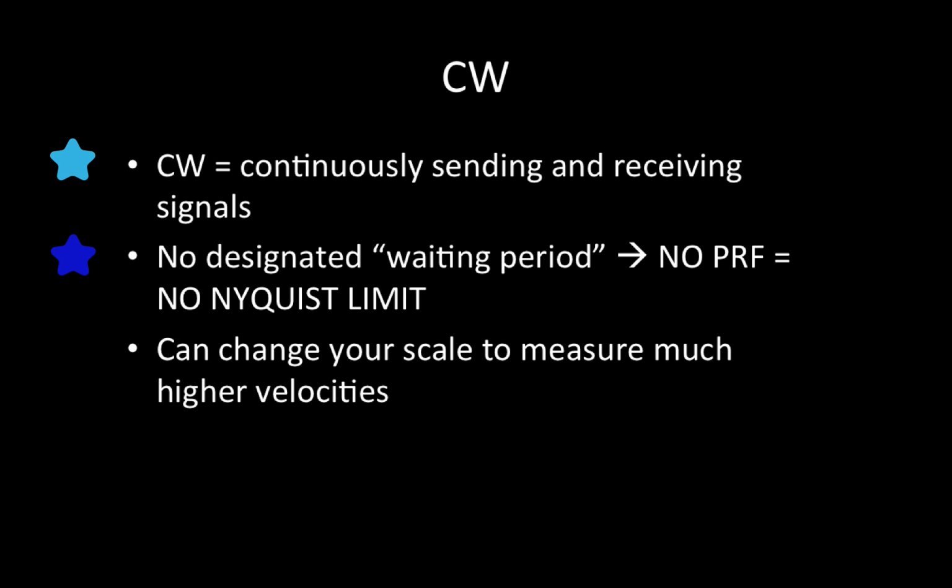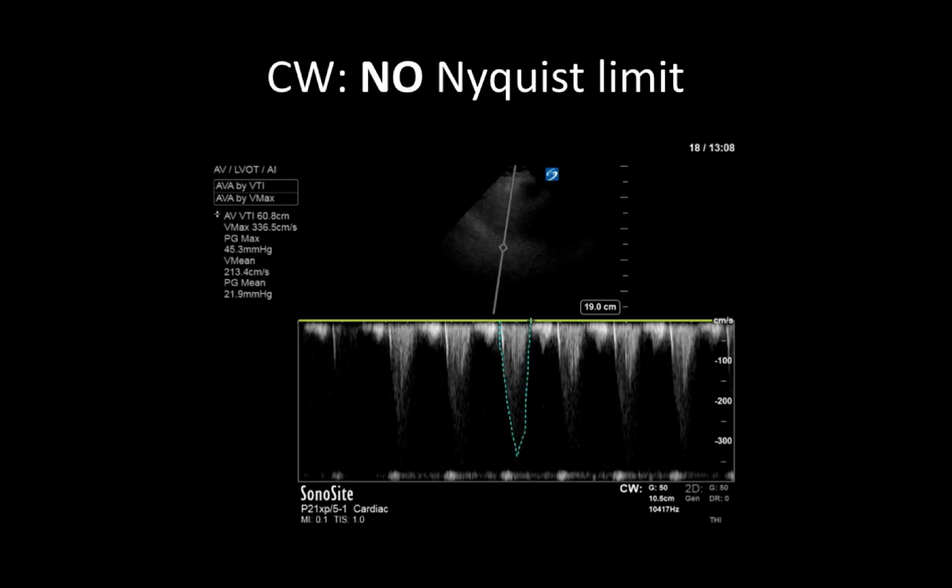So CW is not limited by a PRF, and there's no Nyquist limit. So the advantage here is that you're able to measure much higher velocities. This is the sample view that we interrogated with PW on the right-hand side and was uninterpretable. And we can see that with CW, we can alter our scale as much as is needed in order to properly measure the velocity of blood.